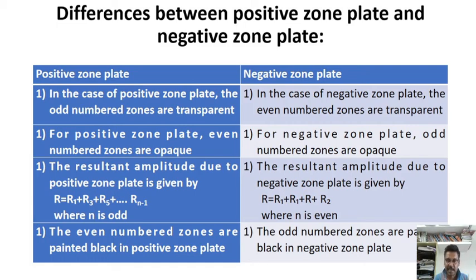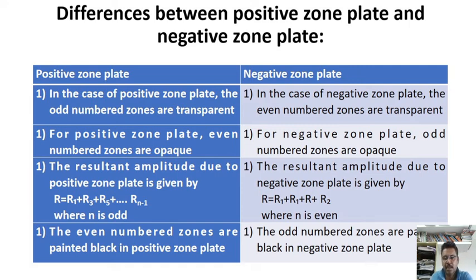The zones that do not transmit the light radiations are opaque. Here, in the positive zone plate the even numbers are opaque and the odd numbers are non-opaque. In the negative zone plate the odd numbers are opaque and the even numbers are non-opaque. So like that we define them, because where it becomes a dark color, it is opaque, and where it is white in the odd number, it is non-opaque.